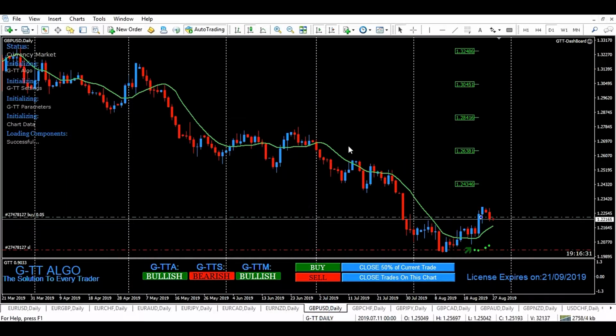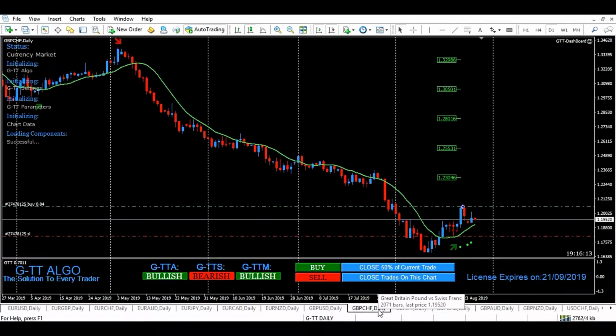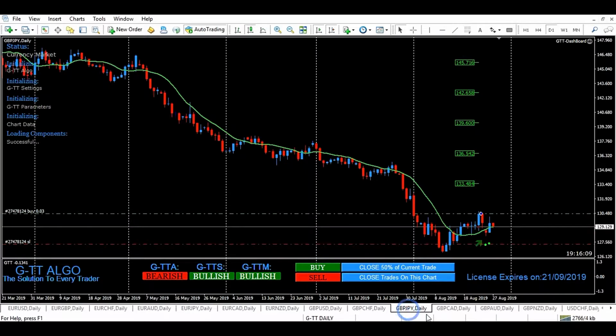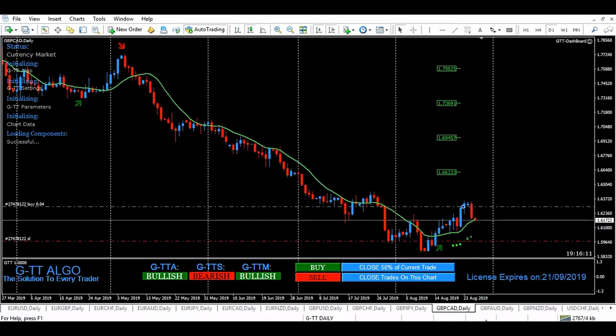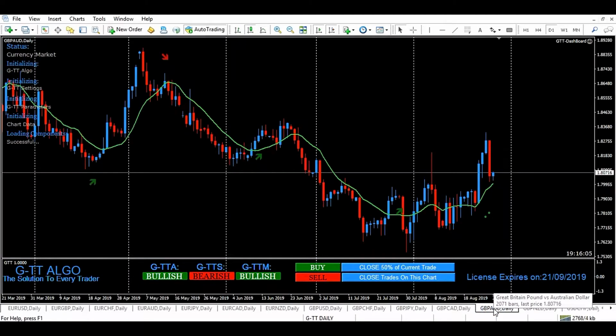Then on the GBP USD, I went long, so as we can see there's a slight pullback, but I am expecting the market to continue to the upside. GBP Swiss franc, same scenario, expecting the market to continue to the upside. Same with GBP JPY, GBP CAD, same scenario. And then GBP Aussie dollar, nothing at the moment. I am looking for a confirmation to enter this market. I'm just waiting for the algo to inform me to go long.